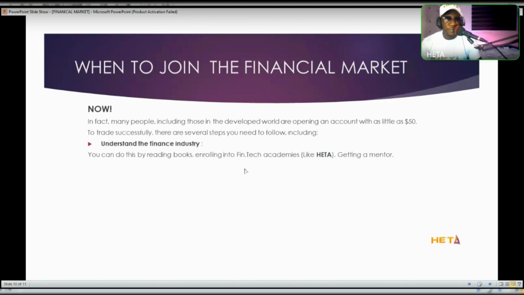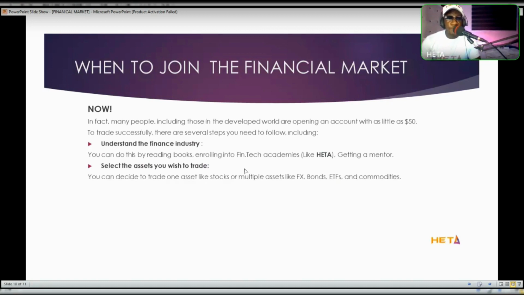So you need to understand the finance industry. And to do that, you need to read books, do your research, enroll into fintech academies, and get yourself a mentor. Number two, you need to select the asset you wish to trade. Very important. You can decide to trade one asset like stocks, or multiple assets like Forex, bonds, ETFs, commodities and all that. But I will really advise you on something: find one, get better in it, and be profitable in it before you find another one. Remember, jack of all trades is master of none.